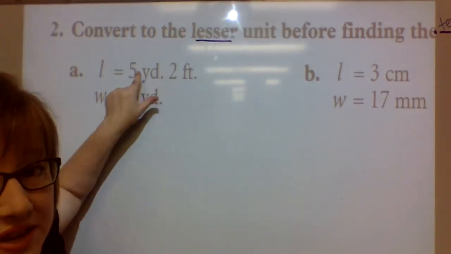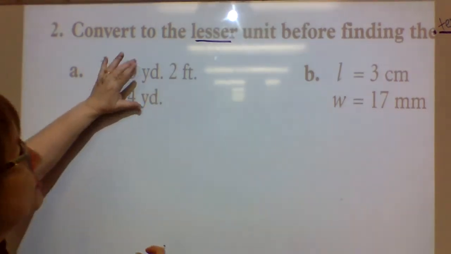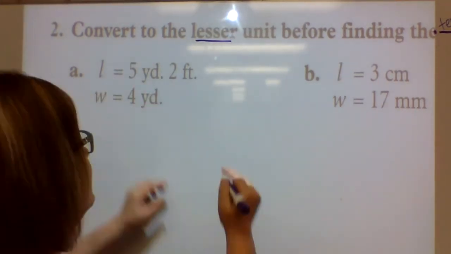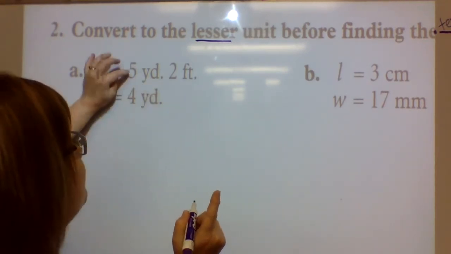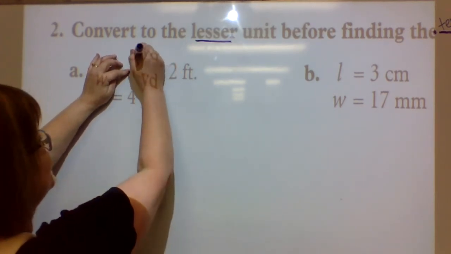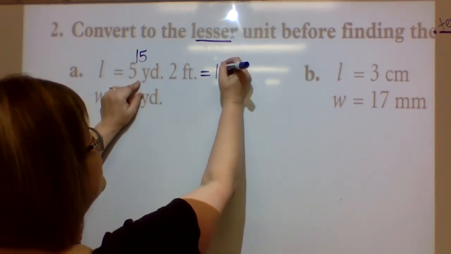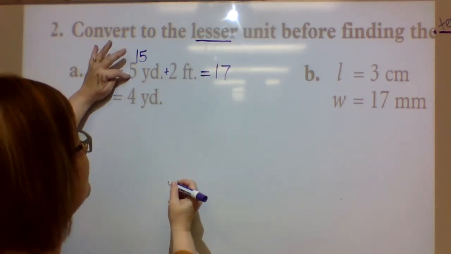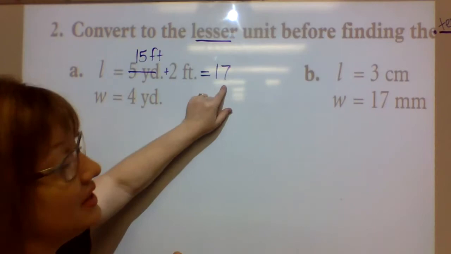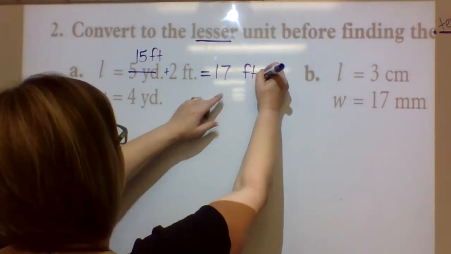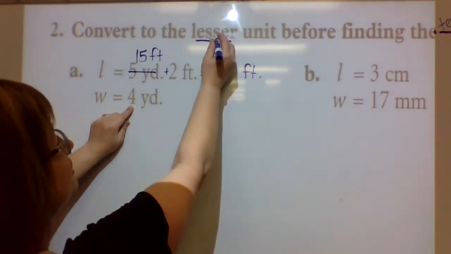So we have yards and feet. Which one is the smaller? The feet, right? Okay, so we need to convert both of these into feet before we can add them together. Okay, so 5 yards is, how many feet are in a yard? 3. So 5 yards is, 5 times 3 is, that would be 15 feet plus 2 feet. So this together would be 17. See, 5 yards equals 15 feet, right? Plus 2 more equals 17 feet. That's the length.